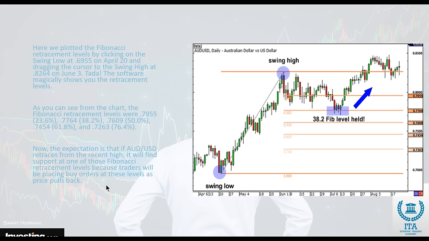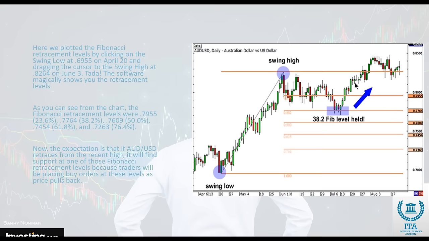Now, as price is pulling back and hits the 38.2, you'll end up seeing buyers buy because it's bouncing off of here, and they've already calculated they want to enter the market. They're waiting for it to break and retrace a Fibonacci level, and then they enter their buy orders, so they're buying, driving the price up.